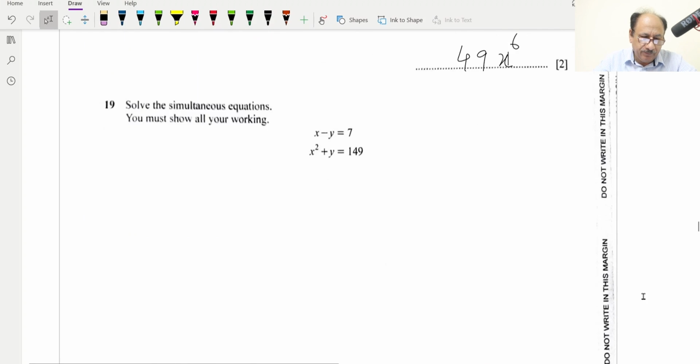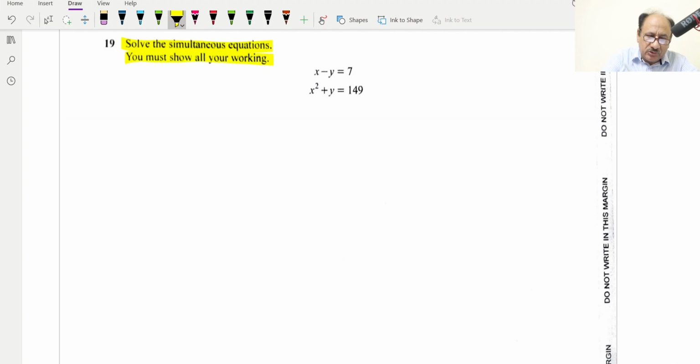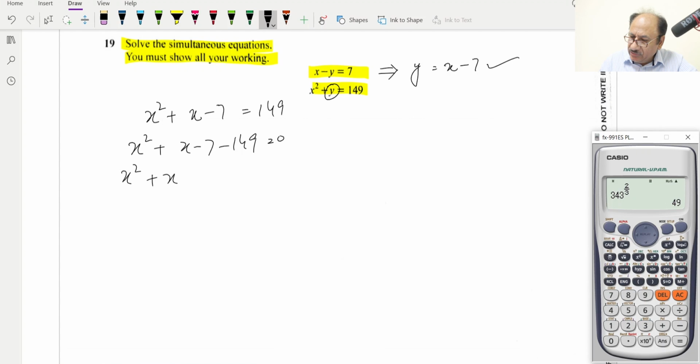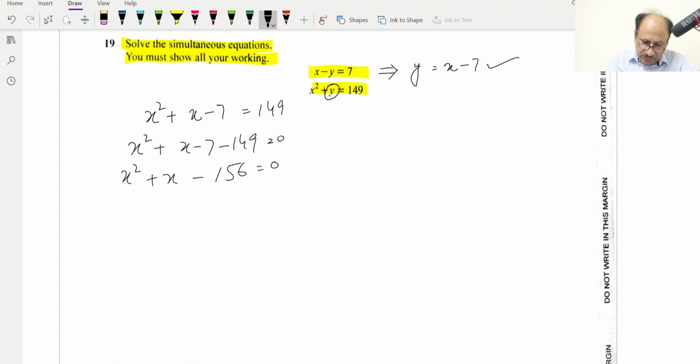Now question number 19, solve the simultaneous equations. You must show all your working. These are the two equations provided. So the first equation implies we can write the value y is equal to x minus 7, and this value we will replace in the second equation, x squared plus y, where we will replace y by x minus 7, so x squared plus x minus 7 is equal to 149. This will be our equation. Now we can make the quadratic equation: x squared plus x minus 7 minus 149 is equal to 0. This implies x squared plus x minus 156 is equal to 0, and this is the quadratic equation which we'll be solving.